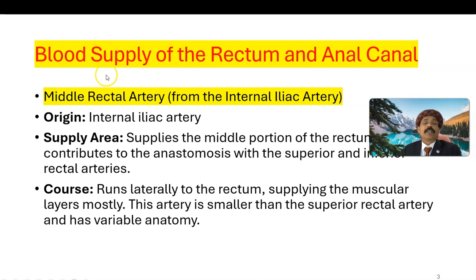The middle rectal artery supplies the middle portion of the rectum and contributes to the anastomosis with the superior and inferior rectal arteries. Its course: it runs laterally to the rectum, supplying the muscular layers only. So the middle rectal artery is not supplying the submucosa and the mucosa. This artery is smaller than the superior rectal artery and has variable anatomy. Its origin is variable. It may be absent in females.